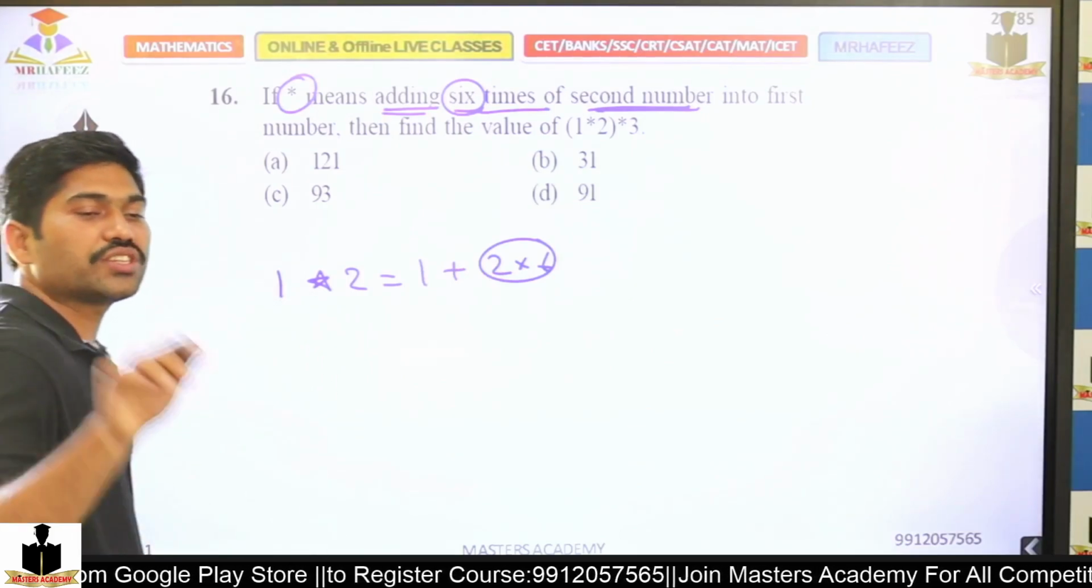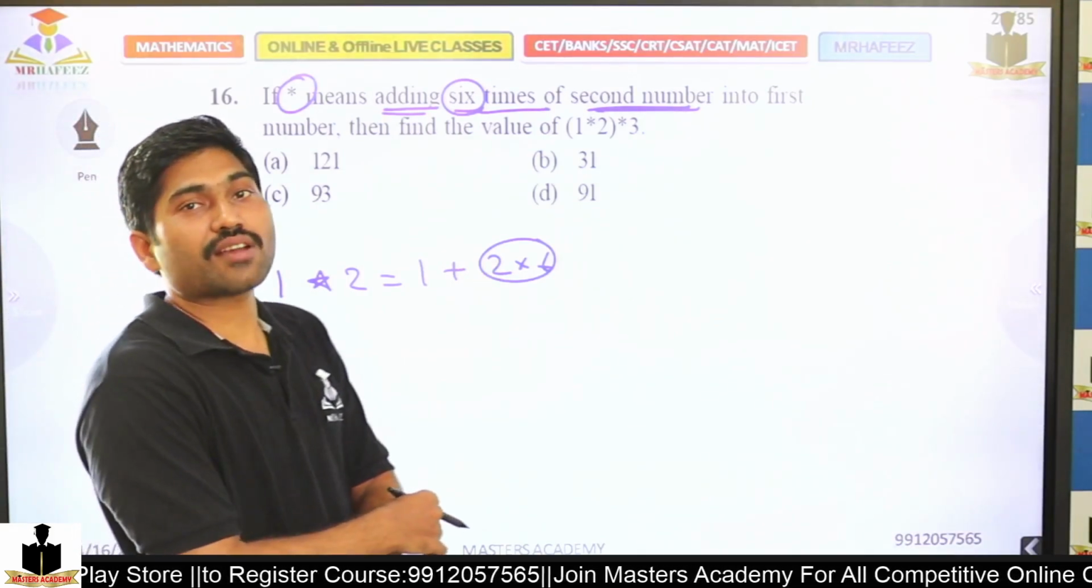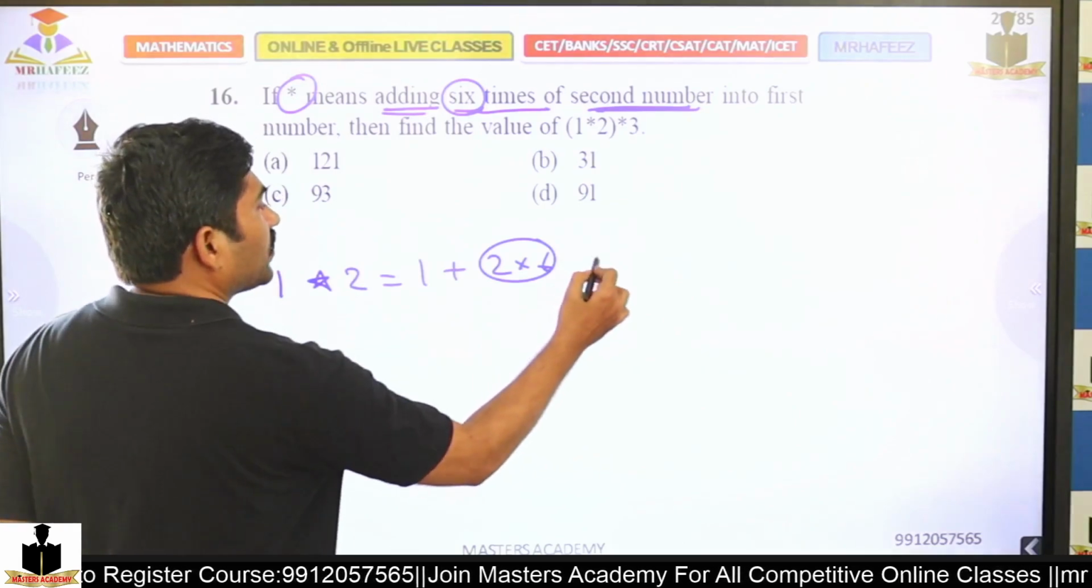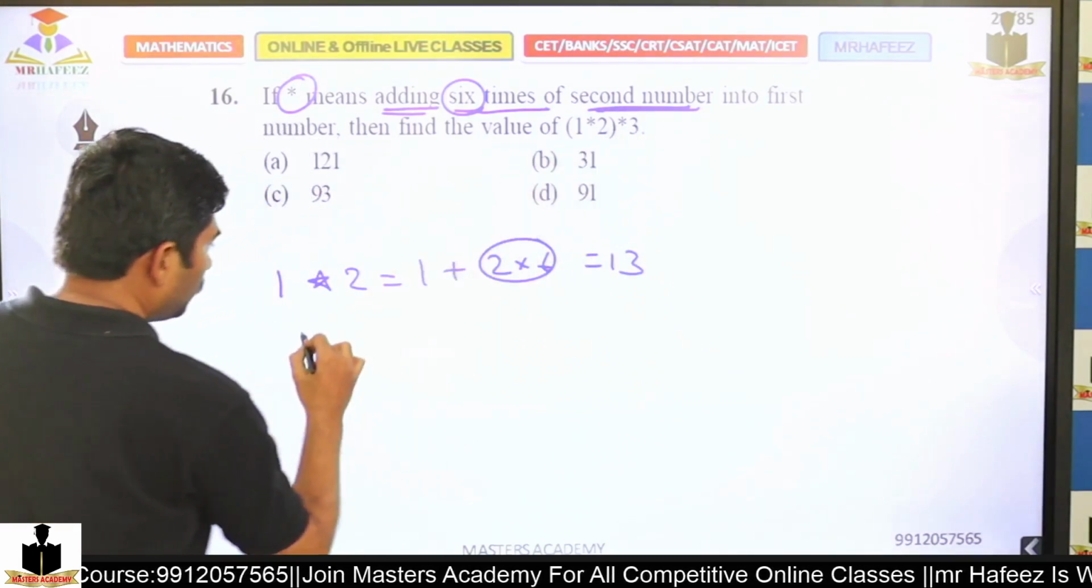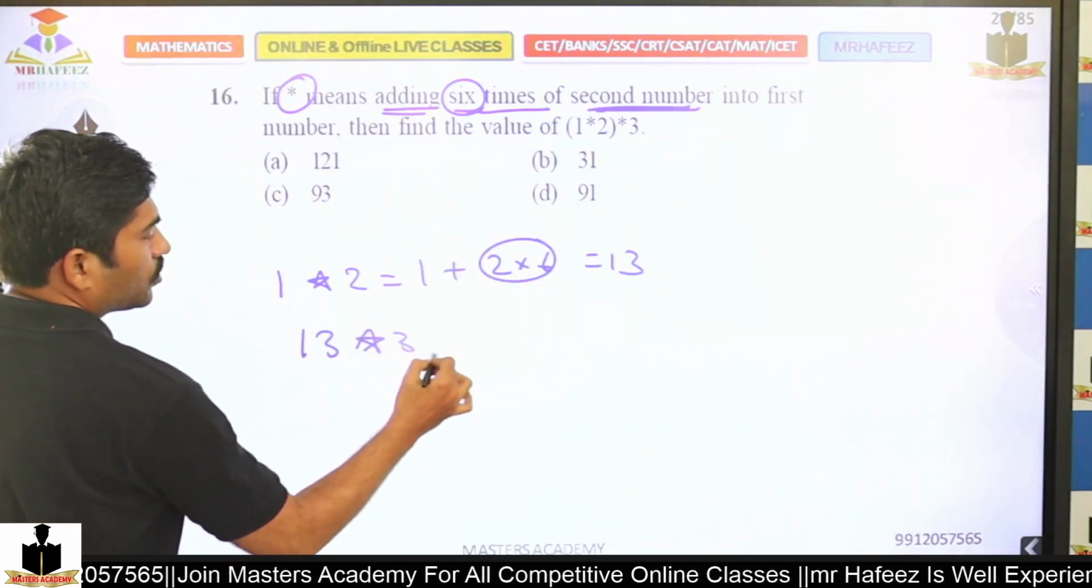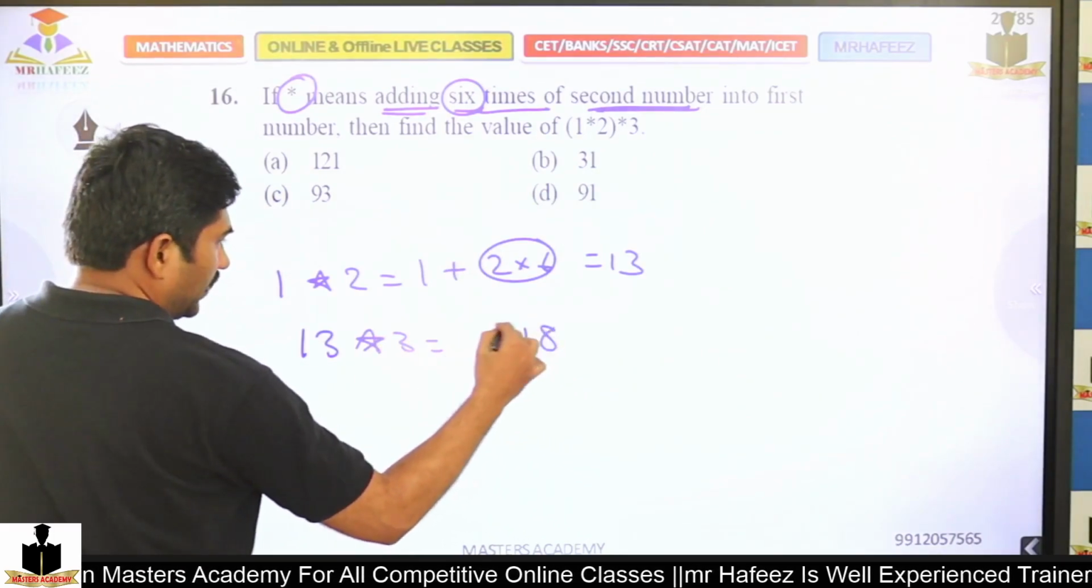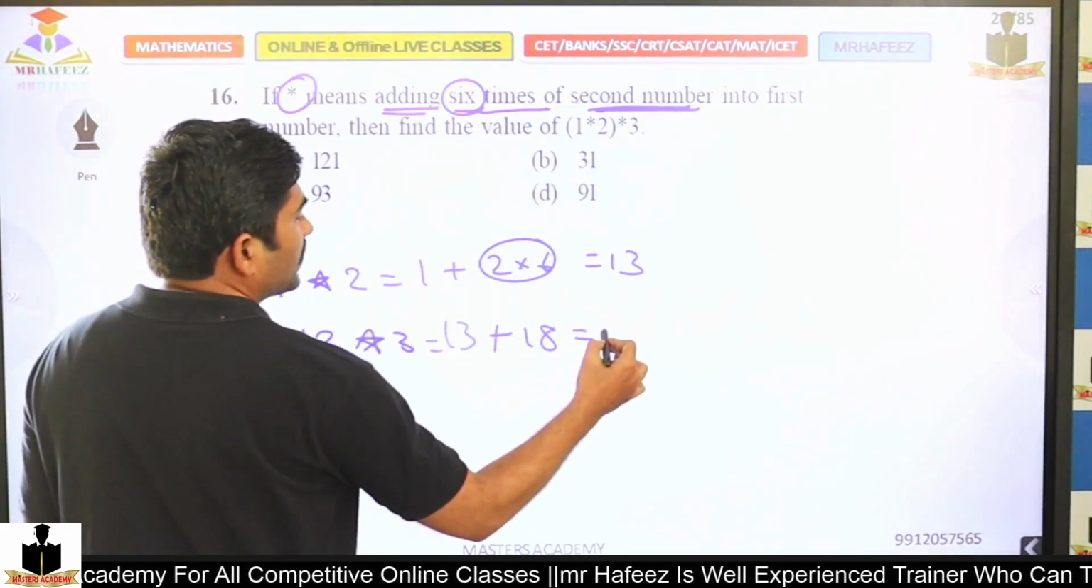So 6 times 2 is how much? It's 12. 12 plus 1 is 13. So 13 star 3. So 3 times 6 is 18. 18 plus 13. Answer is 31.